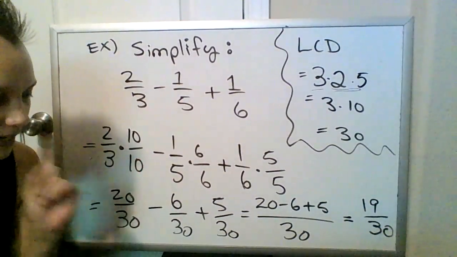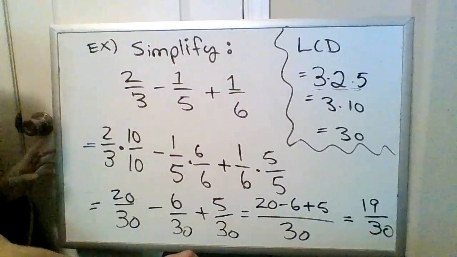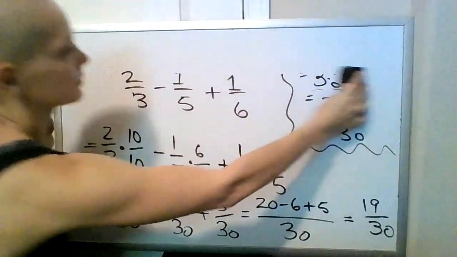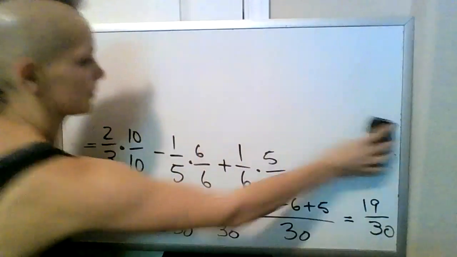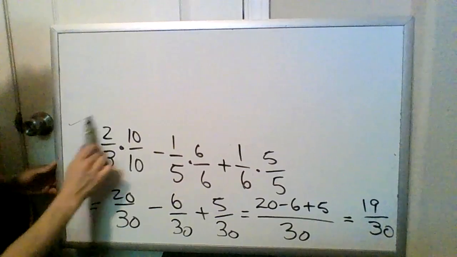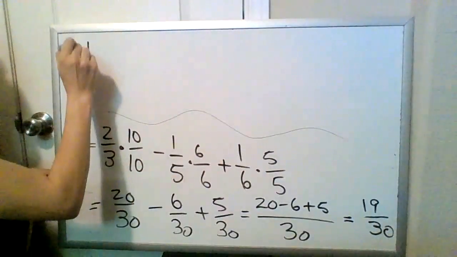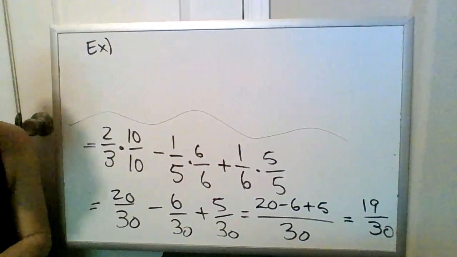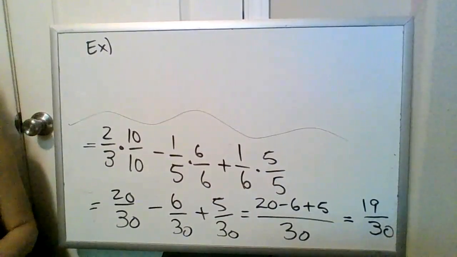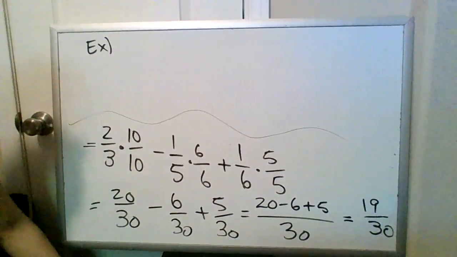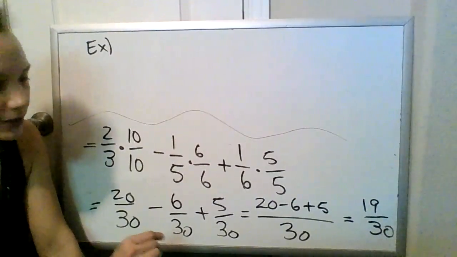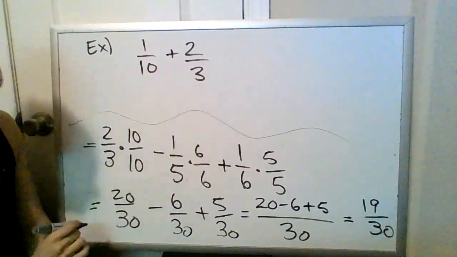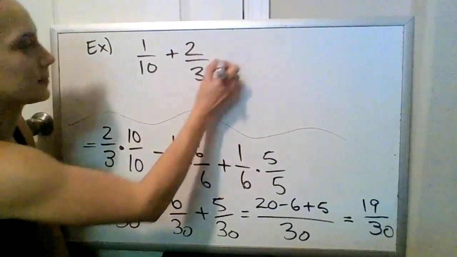Okay, last one, and then something new. 1 over 10 plus 2 over 3 minus 1 over 6.